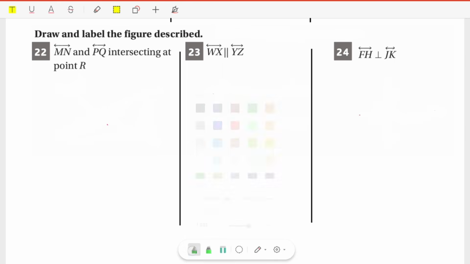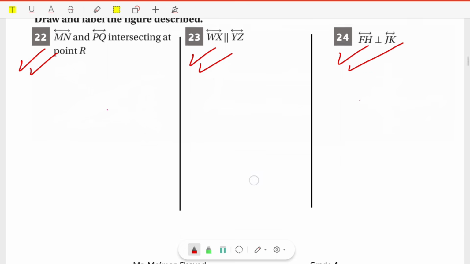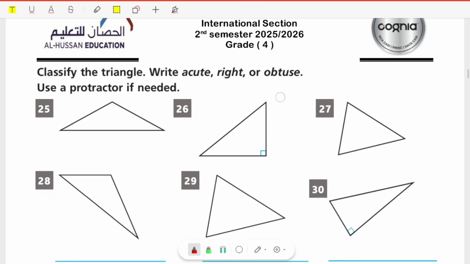Let's go to the next one. So I will let you do 22, 23, and 24 on your own with the same idea. You are doing great, guys. Come on. Let's go to the next page.